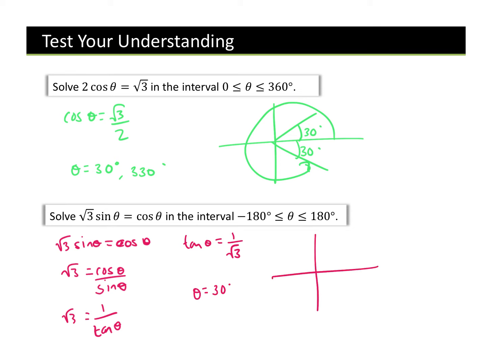Now again, I'm going to draw my CAST diagram. I know this is 30 degrees. We're going to reflect it here because it's positive. 30 is my first one. 180 plus 30 is 210. So there's my answers. And you can see how quick I'm doing this.